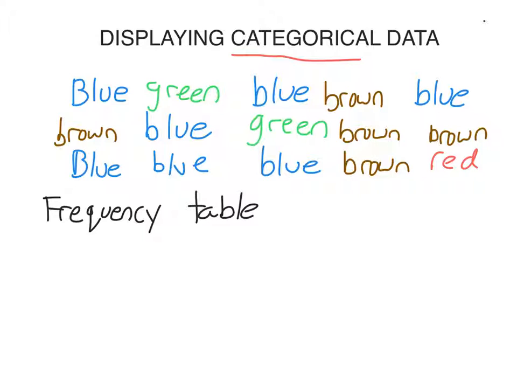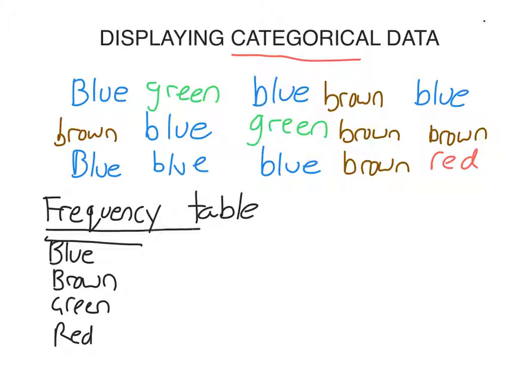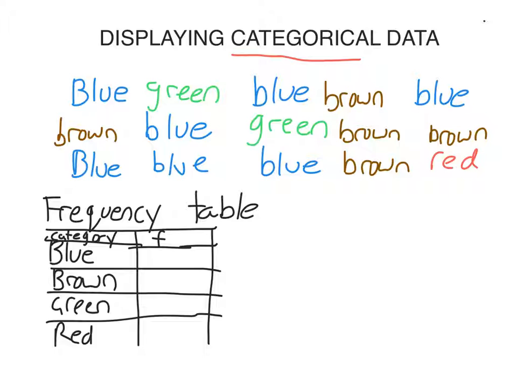So our categories are blue, brown, green, and red. Usually we draw up our table like this, and at the top we just have the category, and we have F for frequency, and that just means how many times it came up. So we can see very clearly from looking at the data above that there were a total of 7 people who said they have blue eyes.